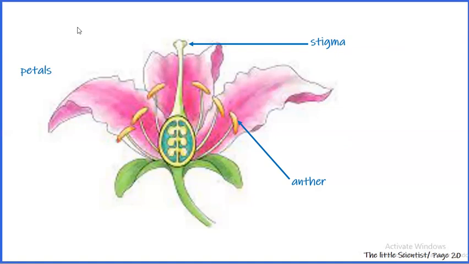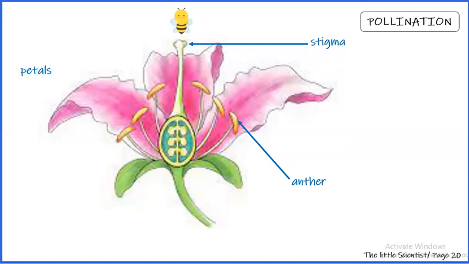Now, what will move pollen grains from the anther to the stigma? It's a pollinator for sure, such as a bee. A bee is a pollinator. The job of the pollinator is to move or transfer a pollen grain from the anther to the stigma. This process is called pollination.